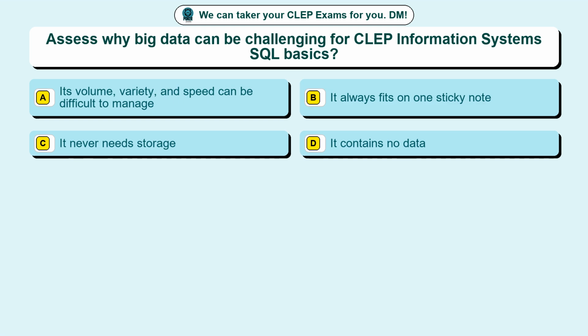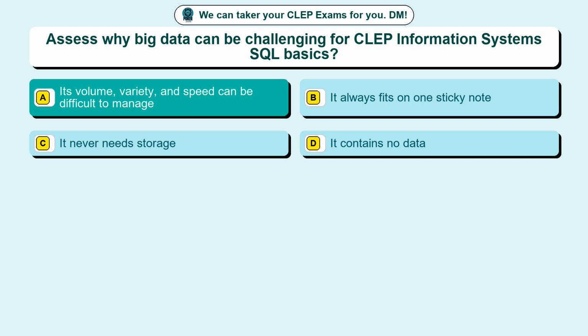Question 86. Assess why big data can be challenging for CLEP Information Systems SQL Basics. Option A. Its volume, variety, and speed can be difficult to manage. Option B. It always fits on one sticky note. Option C. It never needs storage. Option D. It contains no data. The correct answer is option A.